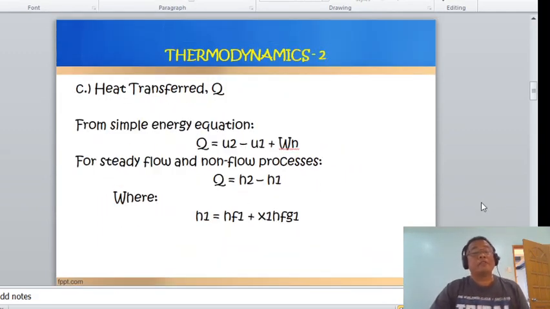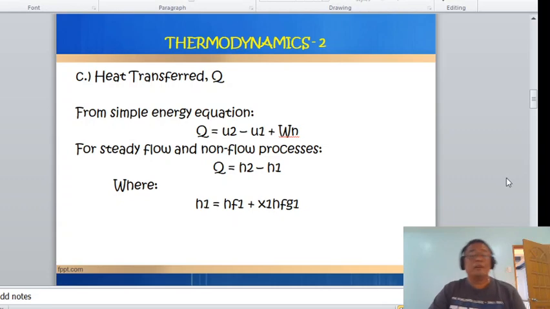Okay, so next, for letter C, we have the heat transferred. For the energy equation, again, this is already presented: Q is equal to delta U plus work non-flow. Or simply, for steady flow, we eliminate the W sub n, or the work non-flow, because this is only applicable to non-flow process. So for steady flow, Q, or the heat transferred, is equal to the change only of the enthalpies. Where, of course, the enthalpy at 1 is equal to hf1, or the enthalpy of the liquid at condition 1, plus the quality of the steam at condition 1 multiplied by the enthalpy of the mixture, or h1 equals hf1 plus x1 hfg1.